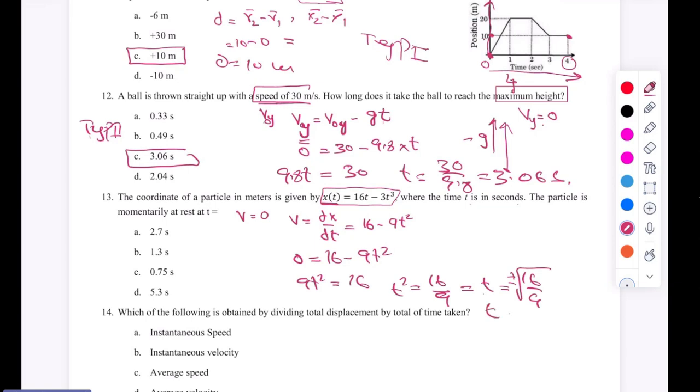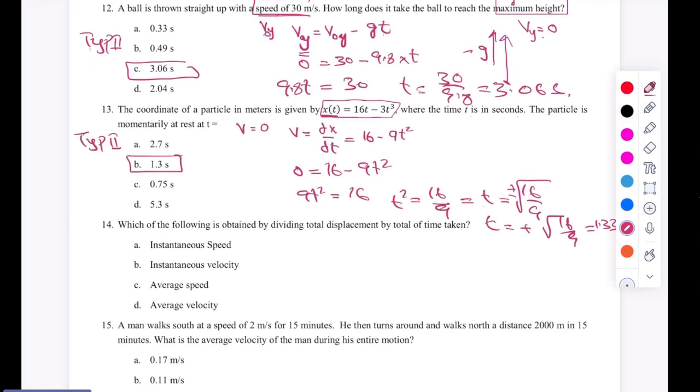So time will always be positive. It moves in the forward direction. So we will get only the positive value, which is the square root of 16/9. And when we solve this, we will get 1.33. It's 1.33. Yeah. So this is the correct option. Okay. This is your type 2 question as well.